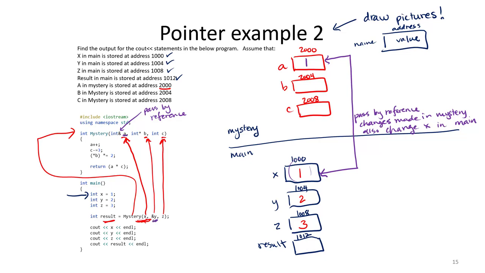For my second argument of mystery, I'm plugging in ampersand y. So for value b, I'm plugging in the memory address of y, which is 1004. Since b is a pointer, that means this value b is actually going to be a pointer, which points back at my variable y.